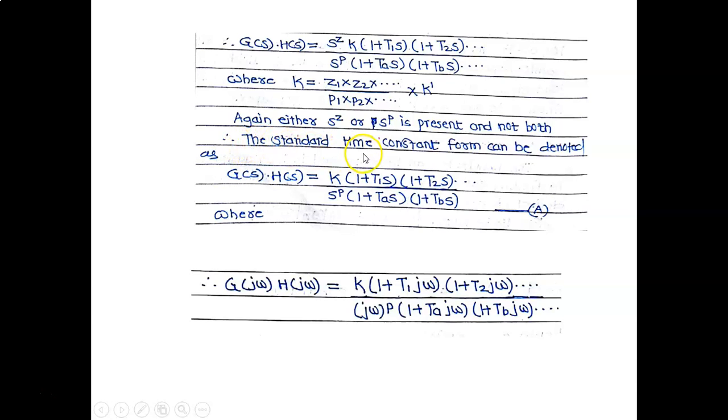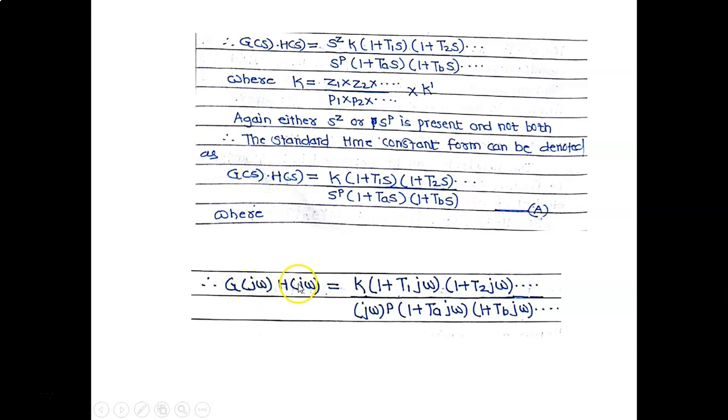Therefore, the standard time constant form can be denoted as G(s)H(s) is equal to K into bracket 1 plus T1s into 1 plus T2s divided by s raised to p into 1 plus Tas into 1 plus Tbs. Equation A, where G(jω), substitute s is equal to jω.